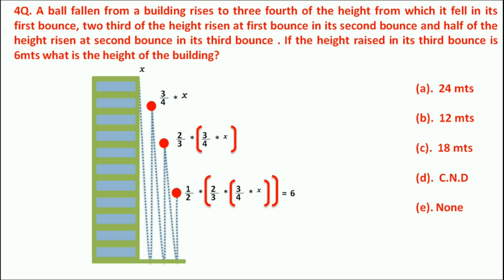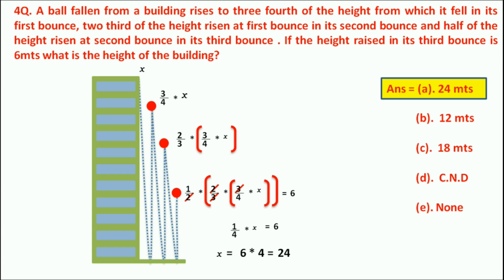Now, let us solve this obtained equation. 2 and 2 get cancelled, 3 and 3 get cancelled. 1 by 4 of x is equal to 6. If we take the 1 by 4 to the other side of the equation, we get x is equal to 6 multiplied with 4. 6 4s are 24. Therefore the height of the building is equal to 24. Let us solve the next problem.